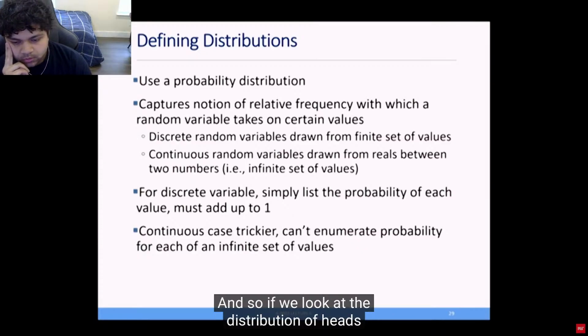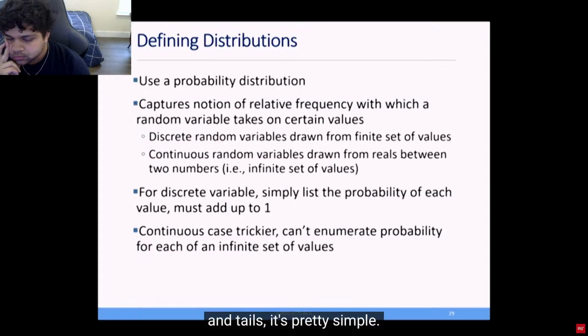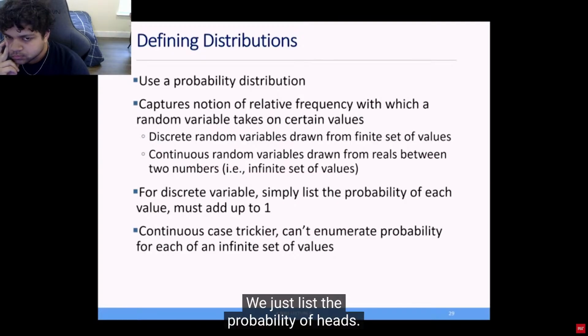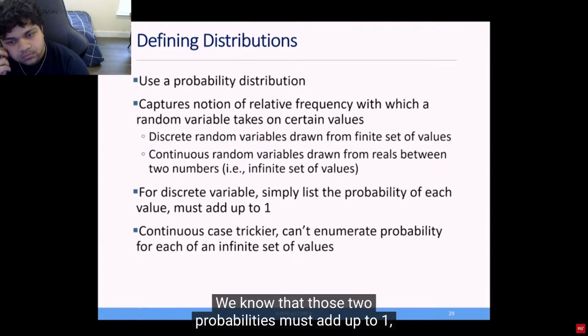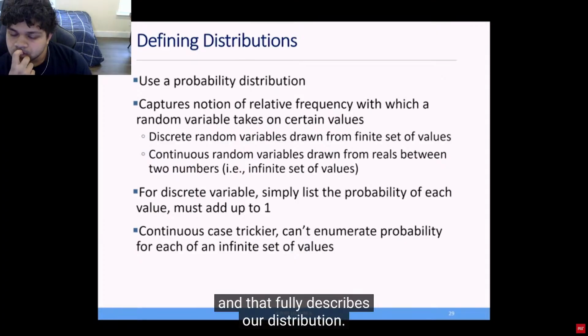And so if we look at the distribution of heads and tails, it's pretty simple. We just list the probability of heads. We list the probability of tails. We know that those two probabilities must add up to 1. And that fully describes our distribution.